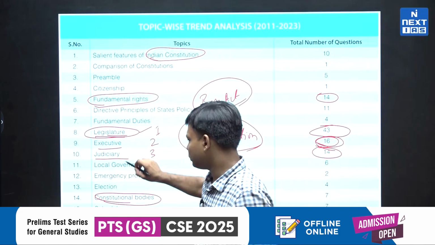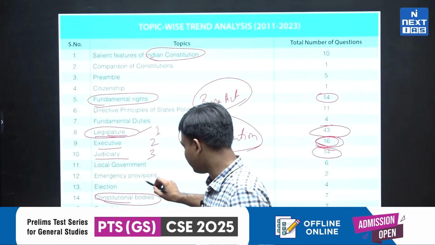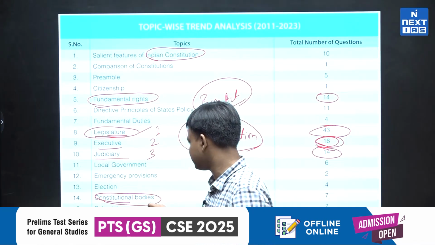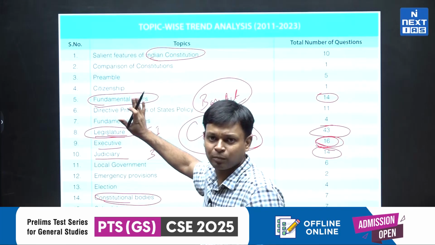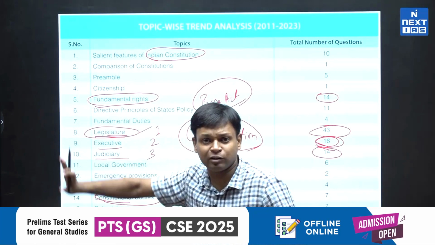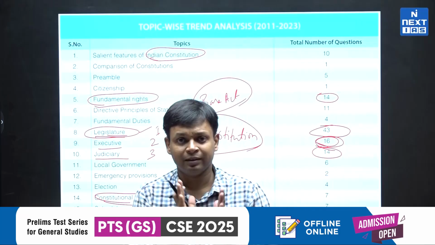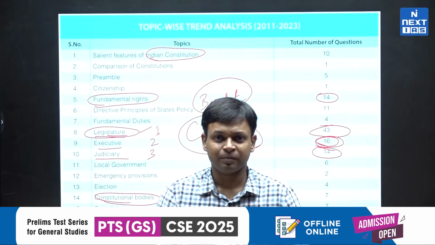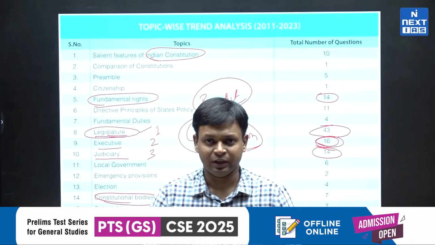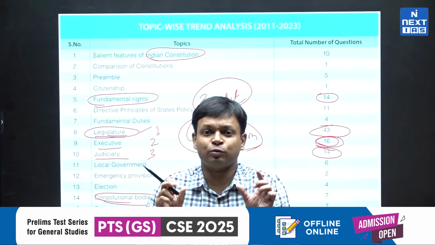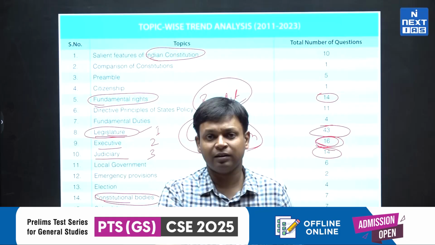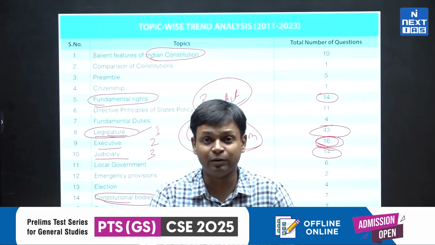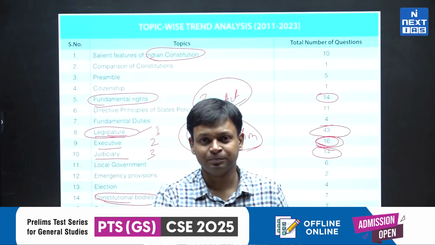Apart from these topics, of course, you have some small topics like local government, emergency provisions, elections, miscellaneous ones. You have so many other topics also. I am not saying skip any topic, but you have to complete the topics which are getting a lot of priority from UPSC first. Okay, that is how we have to approach. We have to ensure that our scores are maximized. We are not required to cover every nook and corner of everything in the exam.